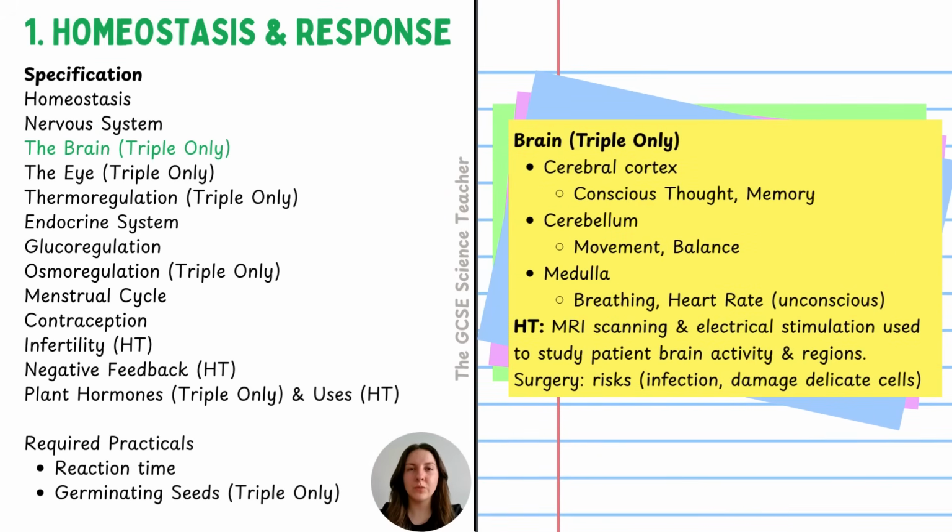Cerebral cortex, responsible for conscious thought and memory, the cerebellum, responsible for movement and balance, and the medulla, responsible for breathing and heart rate, or unconscious activities. For higher tier students, you need to know that MRI scans and electrical stimulation are used to study patient brain activity and the different regions of the brain. There are risks with brain surgery, such as infection and damage to delicate tissues.